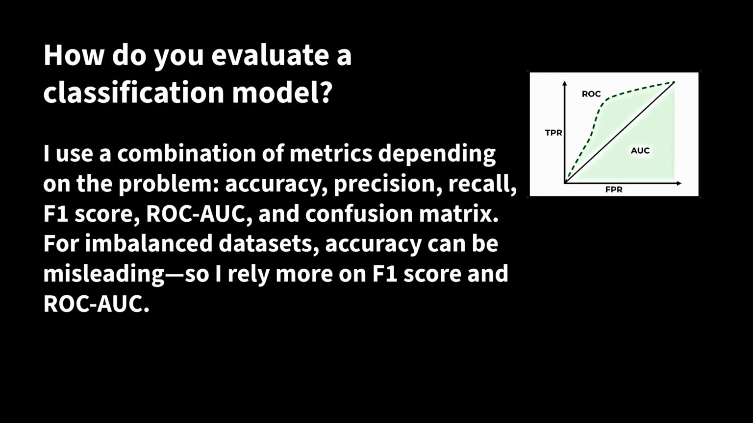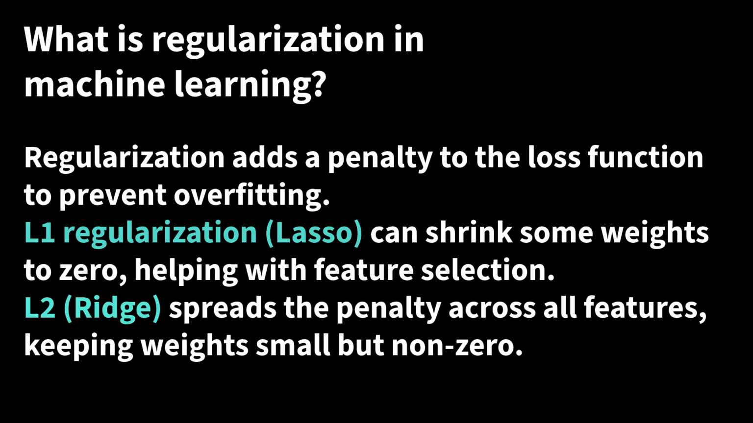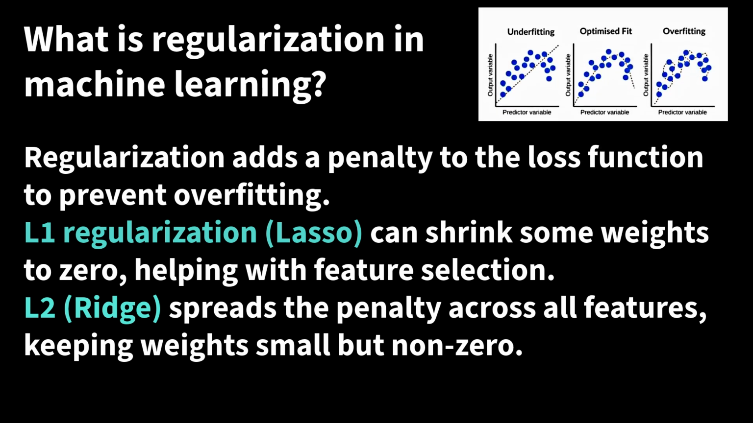How do you evaluate a classification model? Accuracy is just the tip of the iceberg. Real evaluation dives deeper. I use a combination of metrics depending on the problem: accuracy, precision, recall, F1 score, ROC AUC, and confusion matrix. For imbalanced data sets, accuracy can be misleading. So I really move on to F1 score and the ROC AUC curve. In a healthcare classification task, I prioritize recall to catch as many at-risk patients as possible while monitoring precision to avoid false alarms.